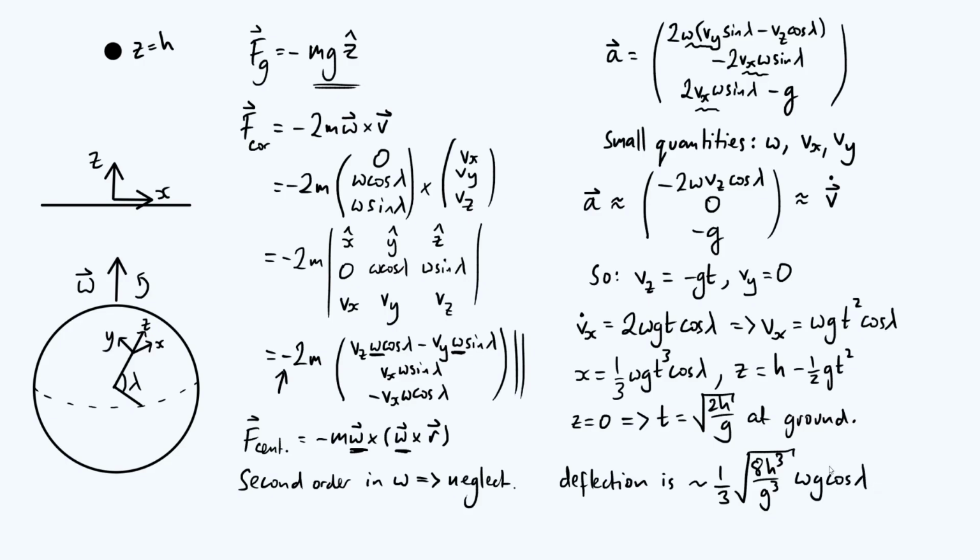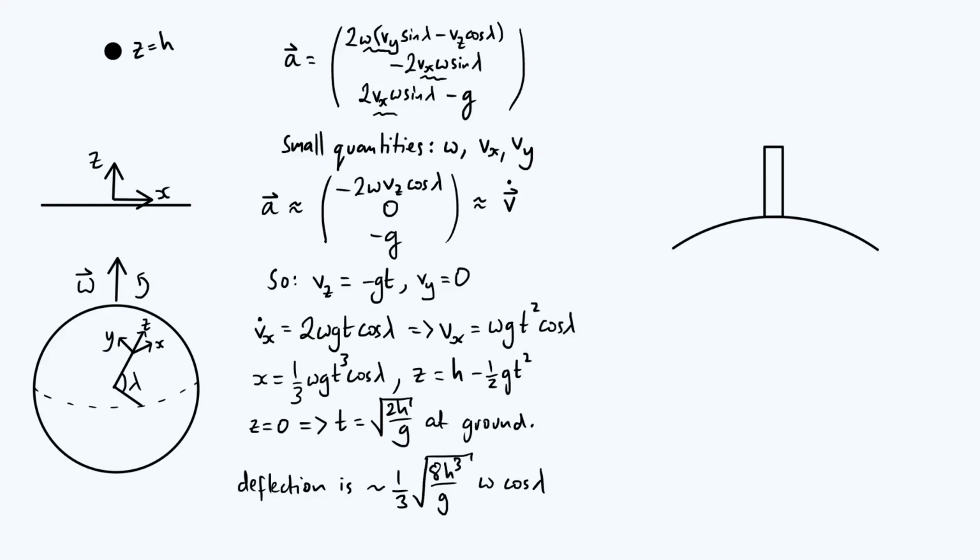We can simplify this a bit because g appears in 2 places. So remembering that this g here is the same thing as root g squared, we can put that inside the square root and cancel down a couple of powers of g, right? So what we can do is just turn the g cubed under the square root into a g, and then remove the g outside. So that is just going to be omega. So there we go. There's an approximate expression for the deflection that we get, 1/3 square root of 8h cubed over g times omega cos lambda. So notice that this is always in the positive x direction. In other words, it's always pointing towards the east.